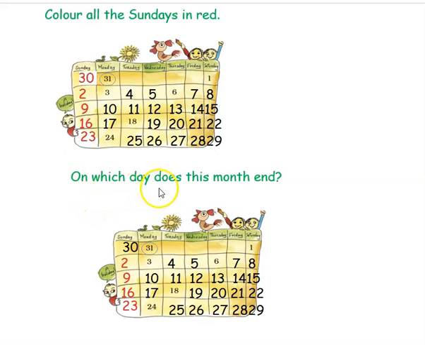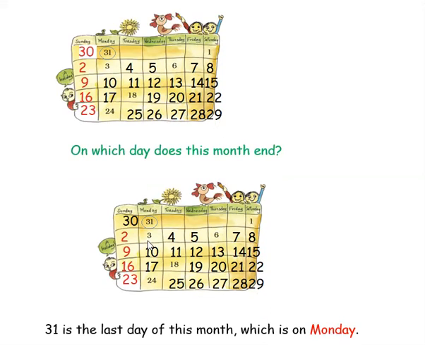Next question: on which day does this month end? If you look into the calendar, this month starts on day 1 and it goes on like this: 2, 3, 4, 5, 8 and then here 9, 10, 11, 12, 13, 14, 15. Then it again comes here 17, 18, 22. Then again it comes here 24, 28, 29. It doesn't end here. It's again continuing here, right? 30 and 31. So 31 is the last day in the month of August. So it ends on Monday. So 31st is the last day of August and it falls on Monday.